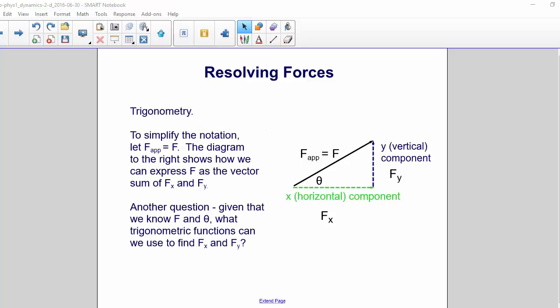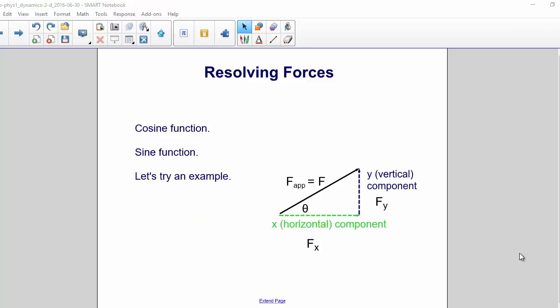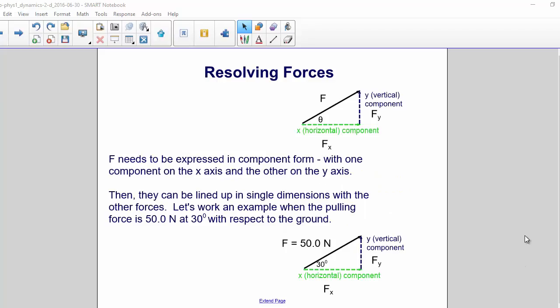We need to use trigonometry. We create a triangle where the hypotenuse is the force applied and the x and y components are the sides. We're going to have to use the sine and cosine functions. So let's try an example.